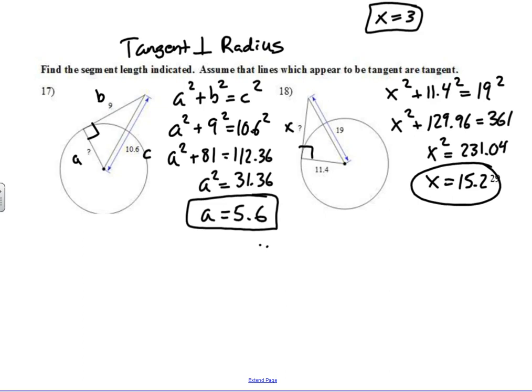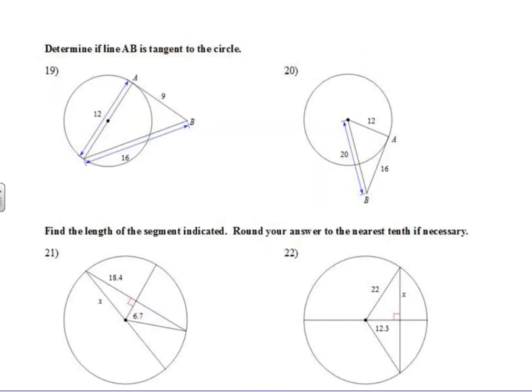Okay, so again, key thing here to recognize: tangent and radius form a right angle. So what's going on here? Determine if line AB is tangent. Well, if it's tangent, then it forms a right angle.